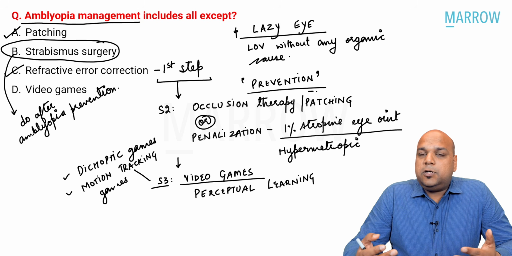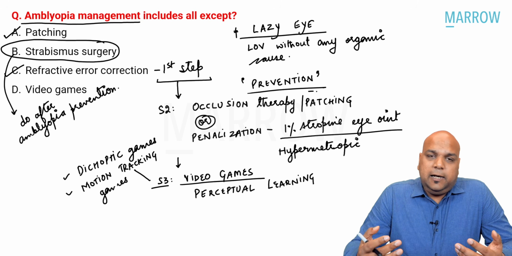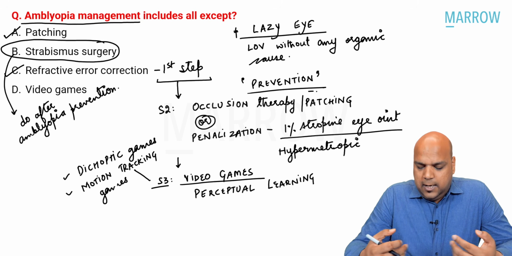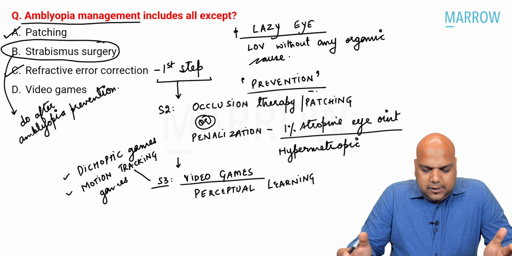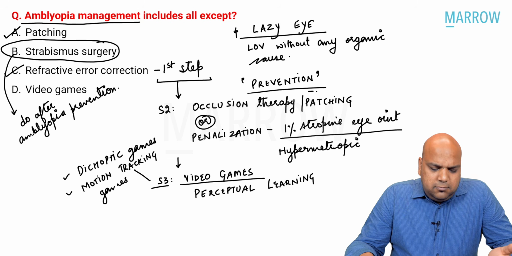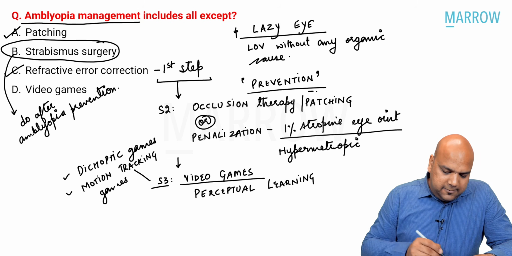Refractive error correction, because we know anisometropic amblyopia is a very common type, so the first step is that. Then anisometropic amblyopia or strabismic amblyopia, in both cases patching and penalization are helpful, and then video games can be helpful in all types of amblyopia, right? So that's just a simple laydown. Again, this was probably a tricky question, but you could have done it right, and as I have heard, maximum students have been able to do it right.